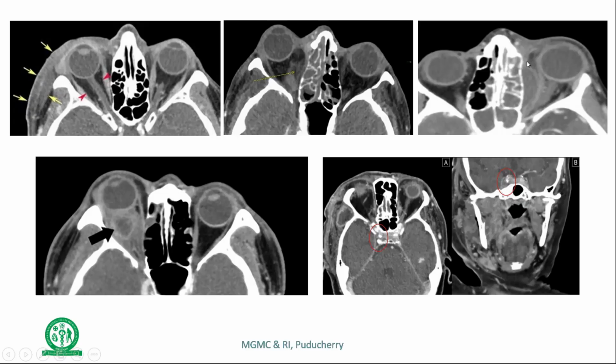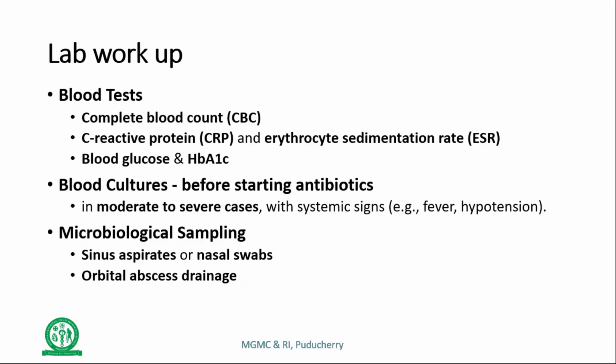You can see, note the adjacent ethmoidal sinusitis with mucosal thickening. The intraorbital abscess collection within the orbit. The fifth one is the cavernous sinus thrombosis, though MRI would be better suited for this. It will show filling defect.